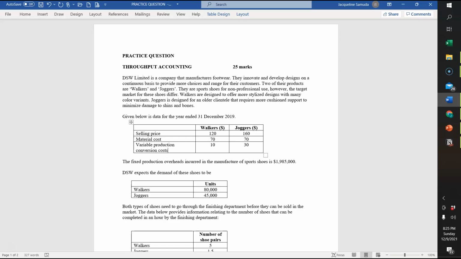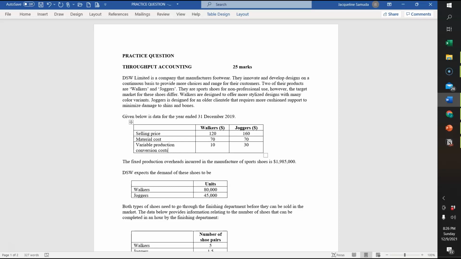Now, the next part of the question talks about the demand, which addresses the maximum amount of product that can be sold by DSW. So when you see that demand for walkers is 80,000 units, it tells you that that is the most that they can sell. And for the joggers, the most that they can sell is 45,000 in a year. So the questions are normally in relation to a year.